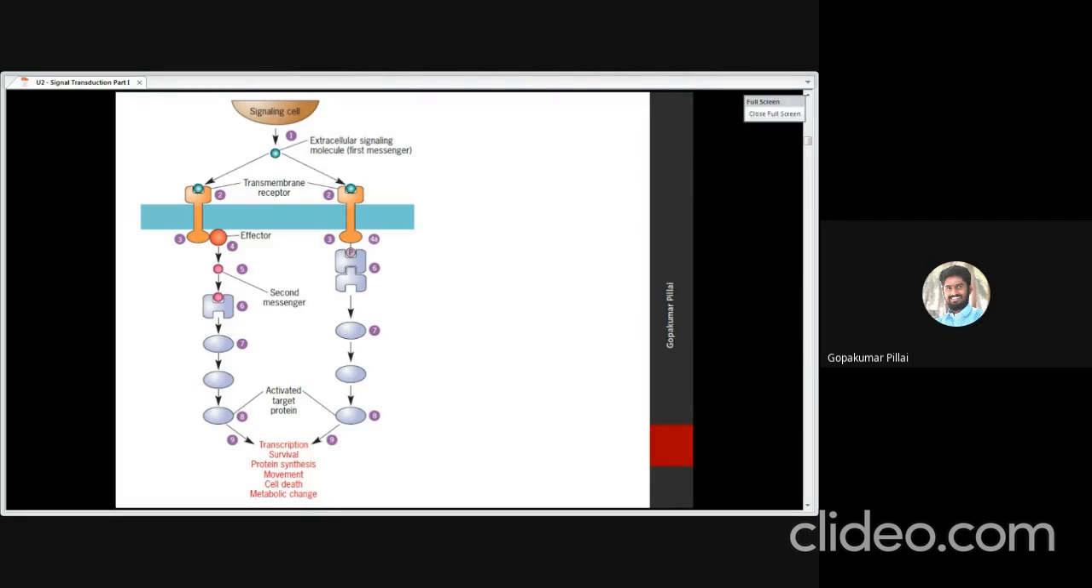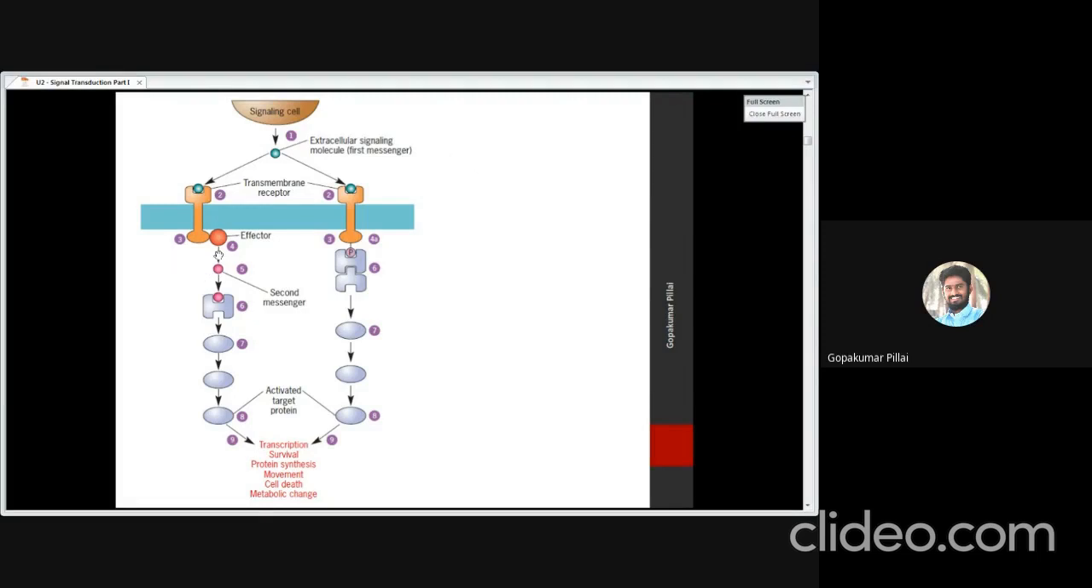Okay, so I believe step number 1 and step number 2 are clear to you all. Now we come to step 3. In step 3, what is happening? The cytoplasmic domain which was activated can now have two routes. In the first route, it is interacting with a nearby enzyme which is called the effector.